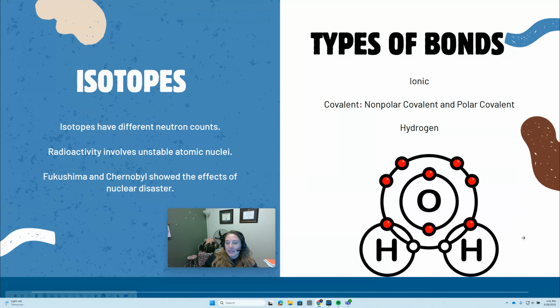And then that unequal sharing in a polar covalent bond could lead to something called a hydrogen bond, where this little bitty hydrogen is attracted to another oxygen in our water molecule, and then that oxygen is attracted to more hydrogens, and we make this weak interaction that becomes collectively strong, and we call that a hydrogen bond.